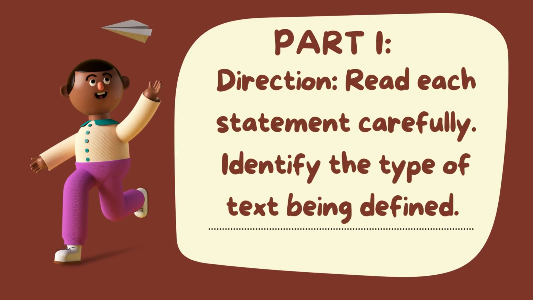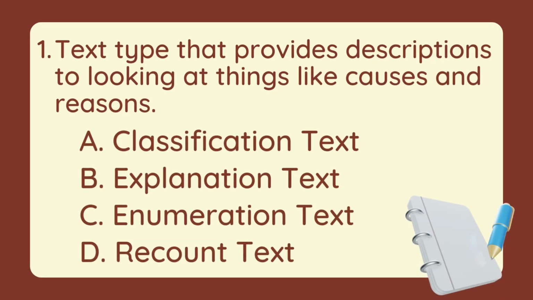Let us begin. For part 1, direction, read each statement carefully. Identify the type of text being defined. You will have 5 seconds for each item. Let's get ready. Number 1, text type that provides descriptions to looking at things like causes and reasons. A. Classification text. B. Explanation text. C. Enumeration text. Or D. Recount text.